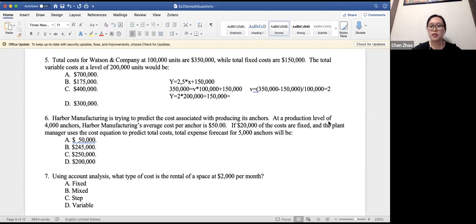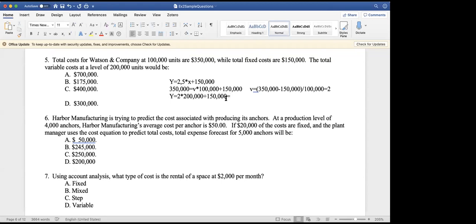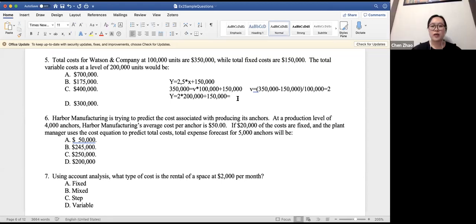Hey, anybody who figured it out, did I do anything wrong? It's just asking for the variable cost. Oh, okay. Thank you. Okay, so V times X, thank you, will be equal to this, and then that's 400,000. Okay, thank you. Okay, any questions on this?